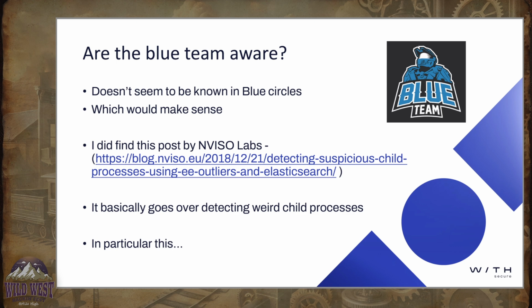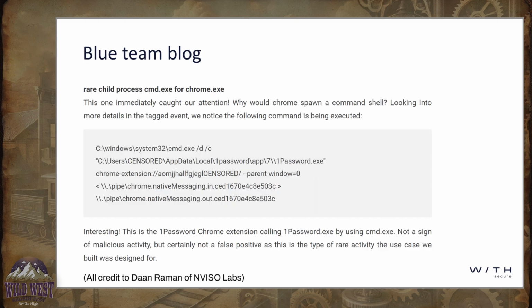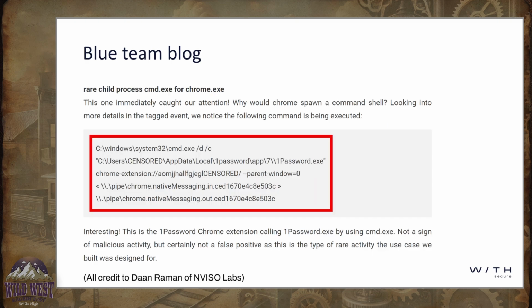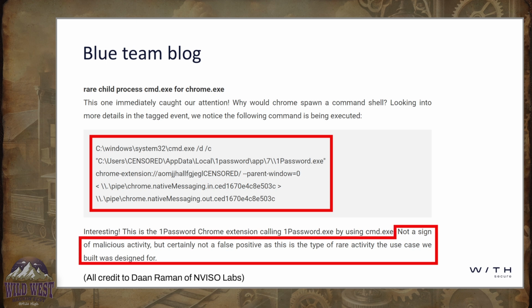I did, however, find this blog post by Enviso Labs from 2018, which covered some adjacent things. It basically goes over detecting weird child processes, and in particular, the stuff I wanted to draw attention to was this. So this is part of their blog, and if I highlight this command line here, you'll probably recognize that from the very beginning as being very similar to the command line we saw when we looked at native messaging. They also say, this immediately caught their attention, why is Chrome spawning a command shell? That's pretty dodgy. But then they go on to say that it's actually not a sign of malicious activity, but a false positive for the rule they were creating because they were looking at suspicious child processes, right?